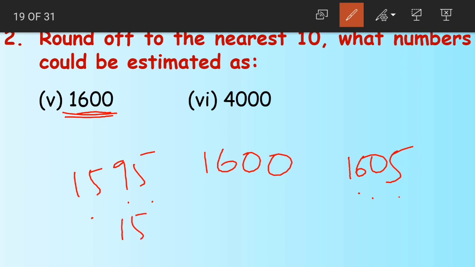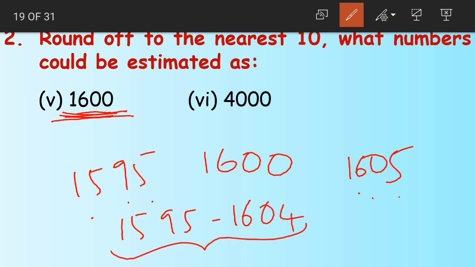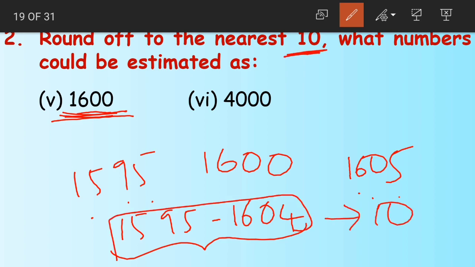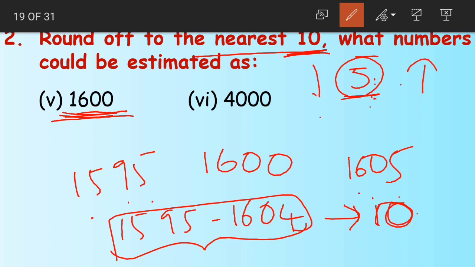So the numbers from 1595 till 1604 can be estimated as 1600 to the nearest 10. So the answer will also have 10 numbers. As we use 5 as a method of rounding off, this will be our criteria. Less than 5 we round down, and 5 or greater than 5 we round up.